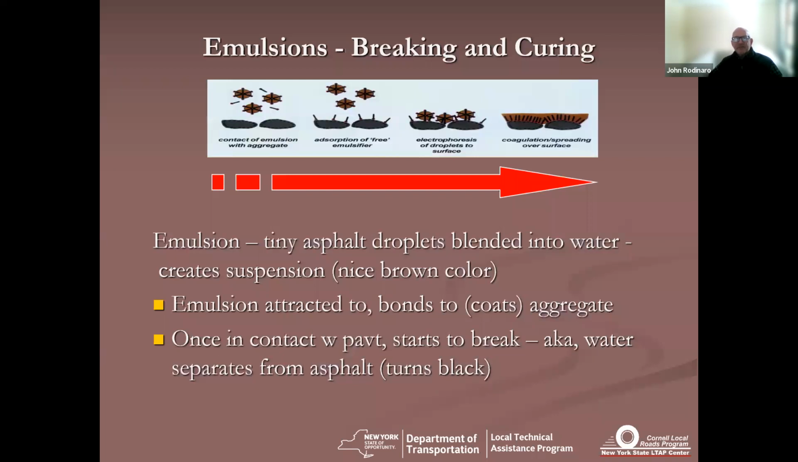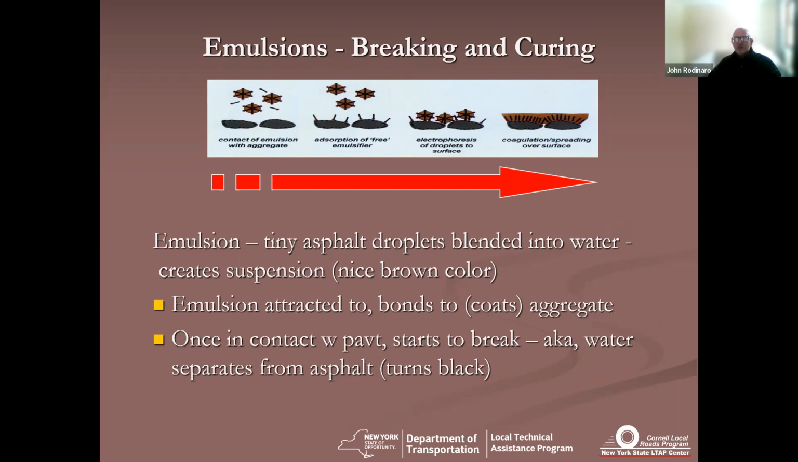And we'll talk about that for a second, but I do want to quote David. If it's brown, put it down. If it's black, take it back. And here's why. Your emulsion is really a suspension of minute, tiny asphalt droplets that are blended into water, and that's what gives it its nice brown color. That's a suspension of the asphalt in the water.